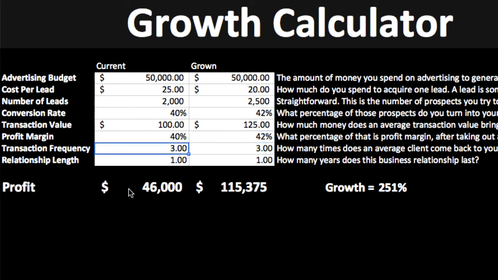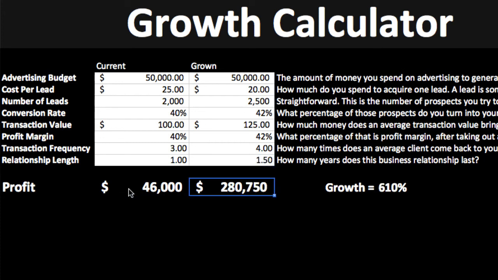So I'm going to assume that you can build up a follow-up system, and simply doing that will bump up your transaction frequency, not by a lot, but just from 3 to 4, right? So instead of buying from you 3 times a year, they now buy from you 4 times a year. And then the relationship length can be increased from 1 year to just 1.5 years. That's not huge. I would have easily said 3 here, and that's easily doable by follow-up systems. But for the sake of being conservative, I'm going to say 1.5 here.